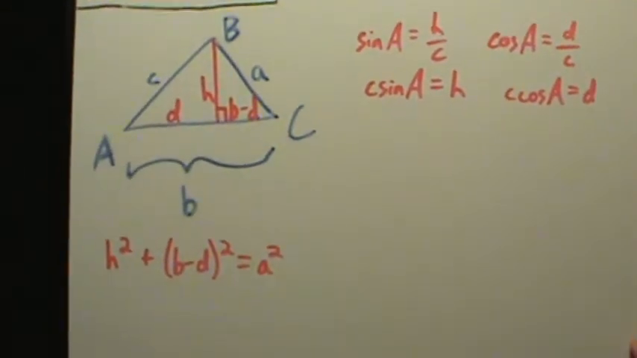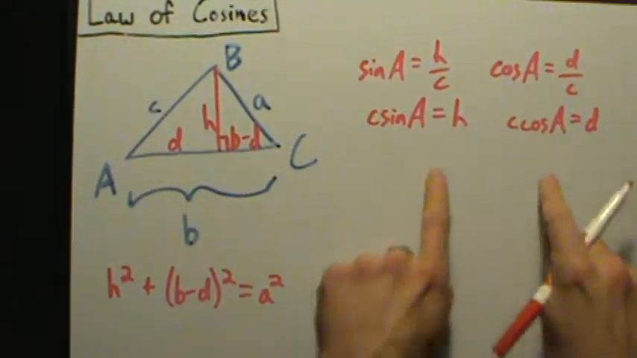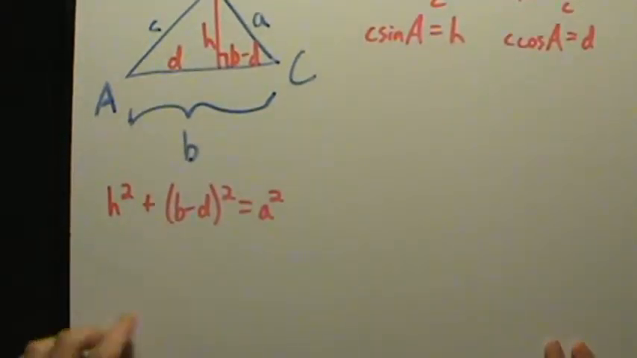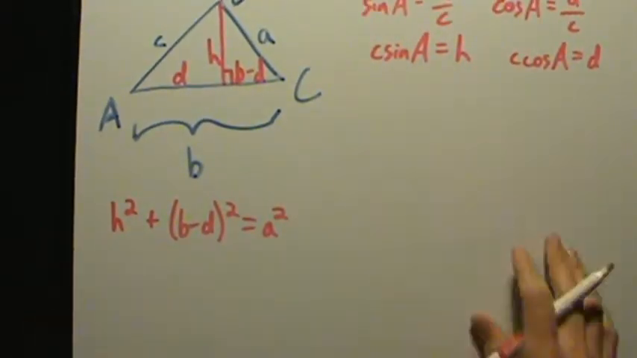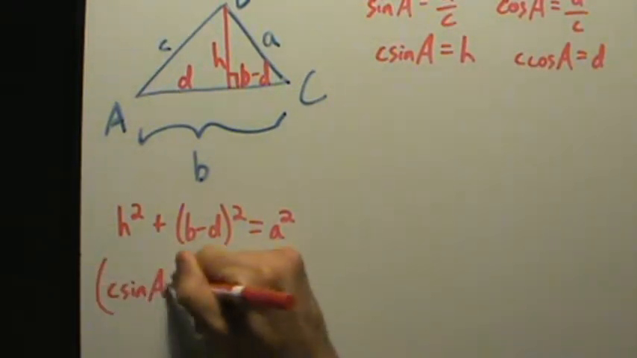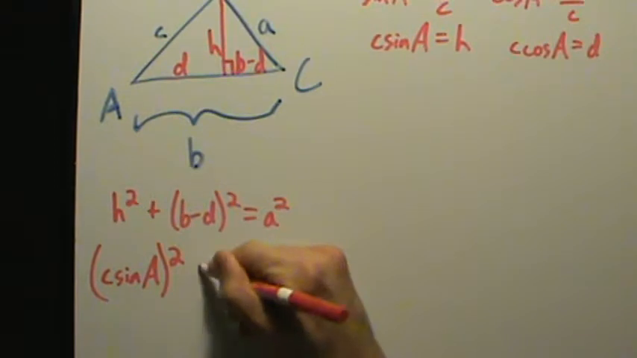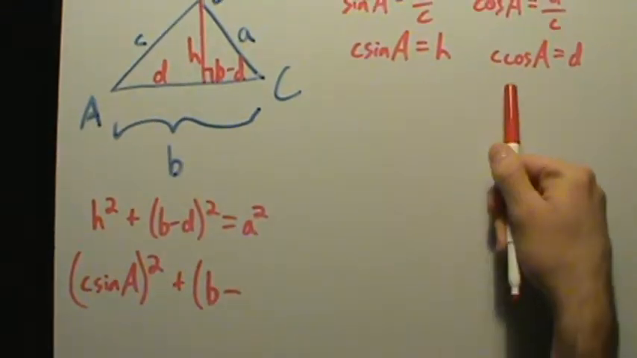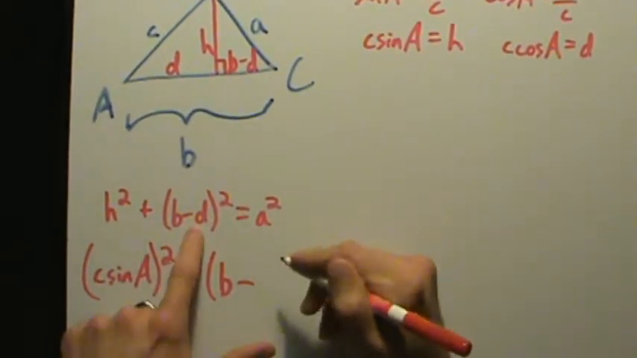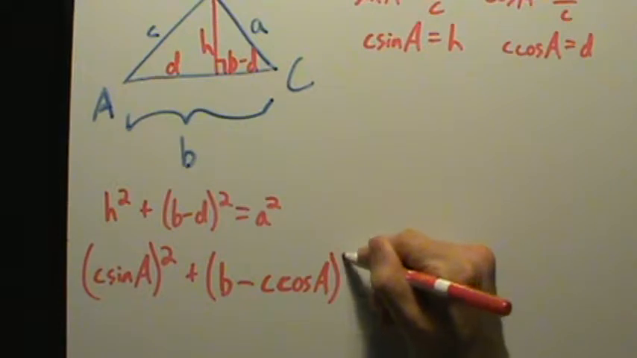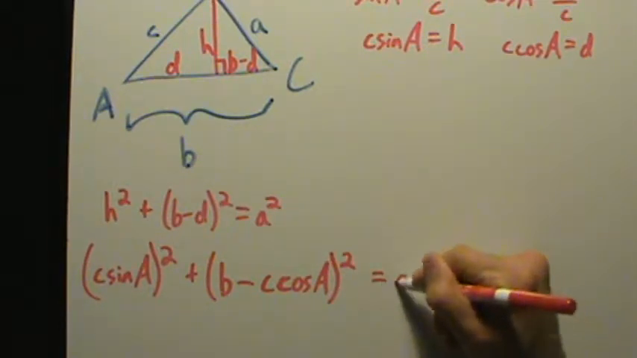Now, why do we do that? Now we're going to take these and stick them up into here and see what comes out. h is c sine of capital A, so this is c sine of capital A, that whole thing squared, plus b minus, what's d? d is c cosine A. So d becomes c cosine A, and that whole quantity is being squared, and that equals a squared.